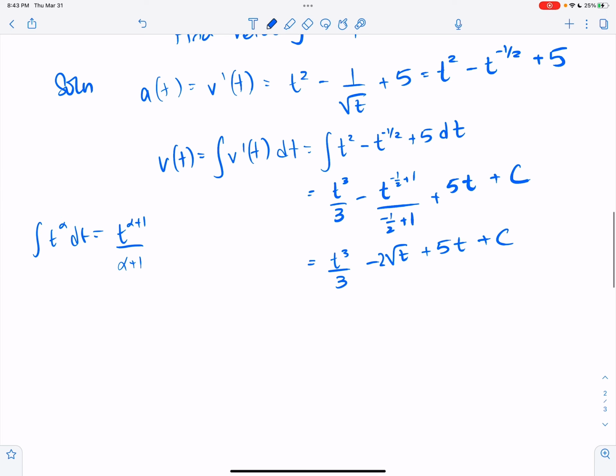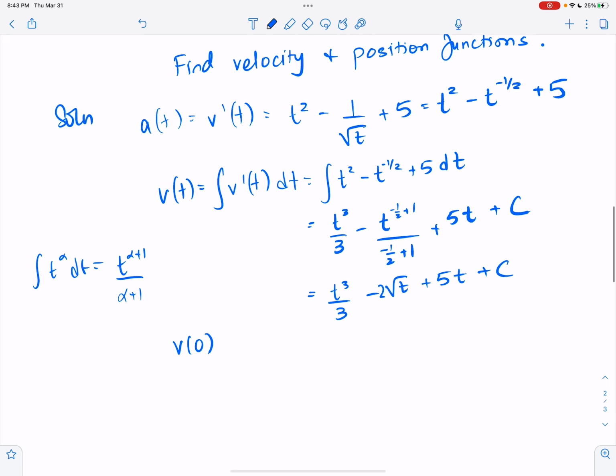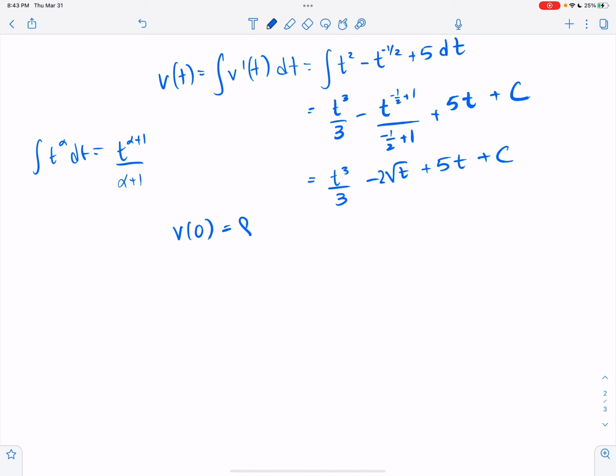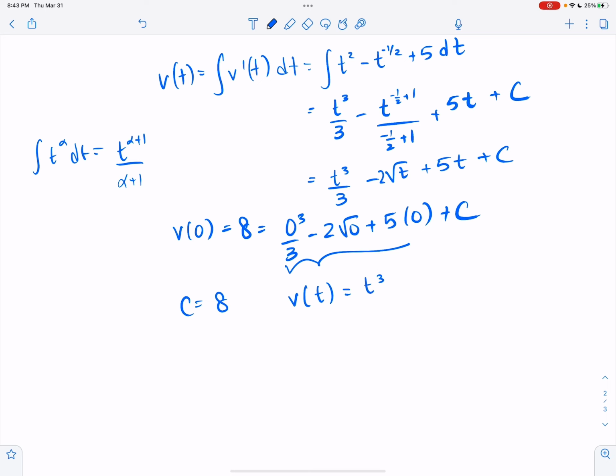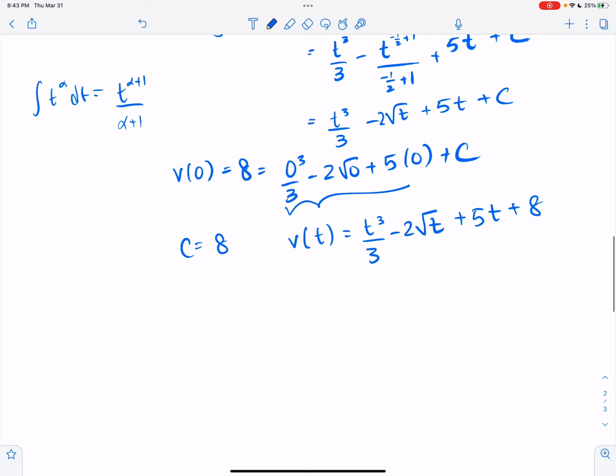Okay, well, not quite, because there's this c, and c can't just be any constant. Why? Because you know the velocity at time 0 needs to be 8. So that is 0 cubed over 3 minus 2 square root 0 plus 5 times 0 plus c. In this case, we could have had to plug in 1 or something. In this case, c is 8, and you have the function v of t is t cubed over 3 minus 2 square root t plus 5t plus 8. Okay, so that's the velocity function.